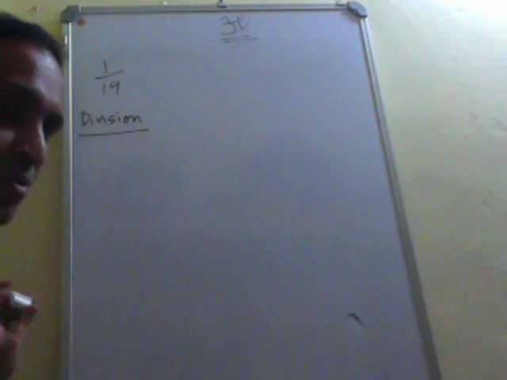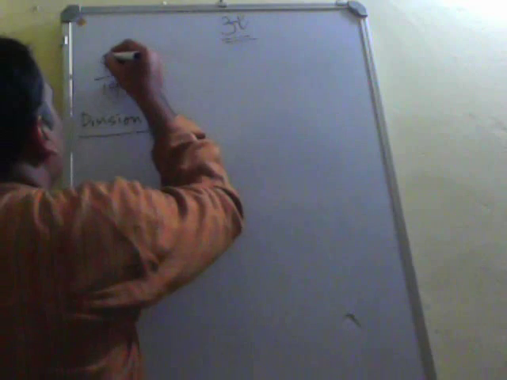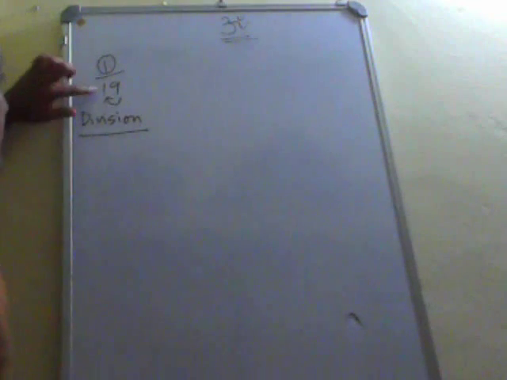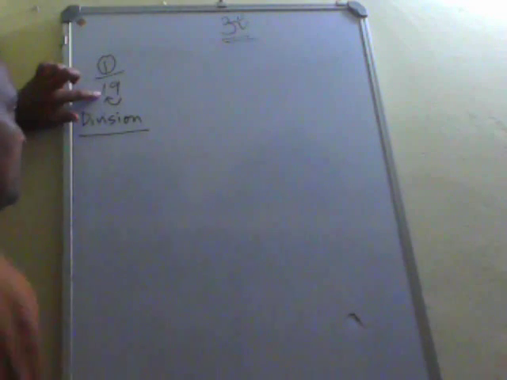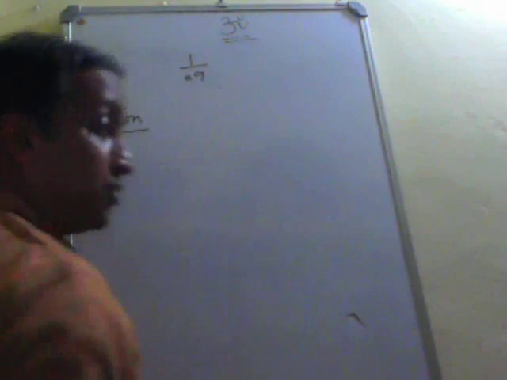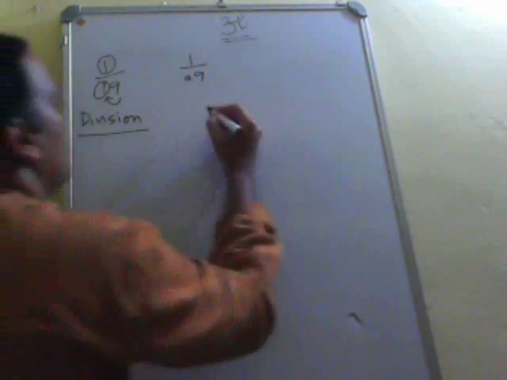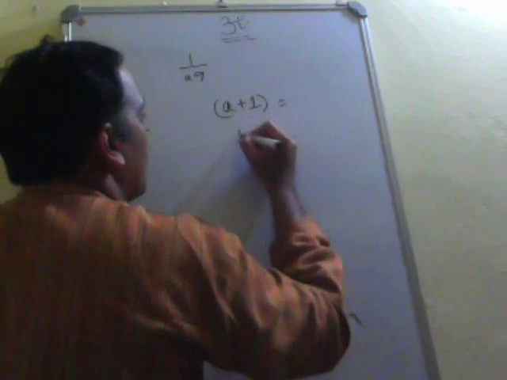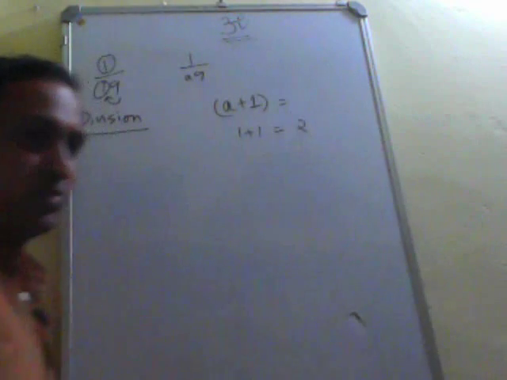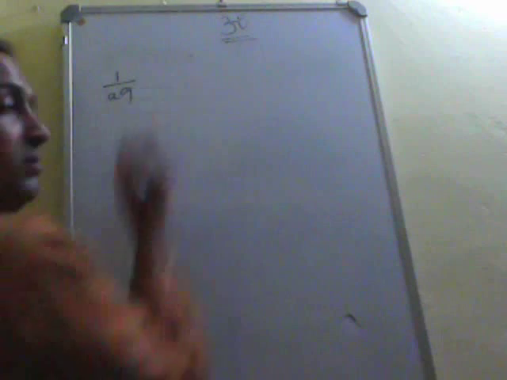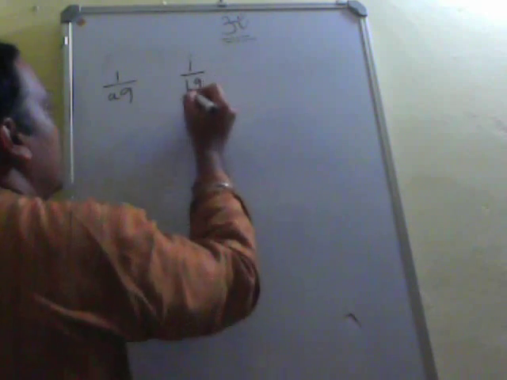Division method. First thing you must remember: this is of the form 1 by a9. What is before 9 here? 1. So you should add 1 to that, so that is a plus 1. In this case, 1 plus 1 is 2. Let me repeat again: 1 by a9 is the format. If it is 1 by 19, what is a?